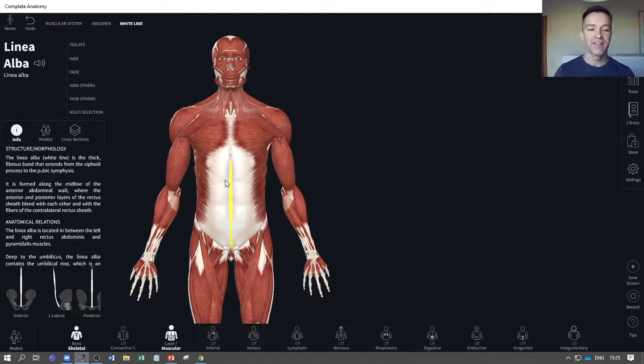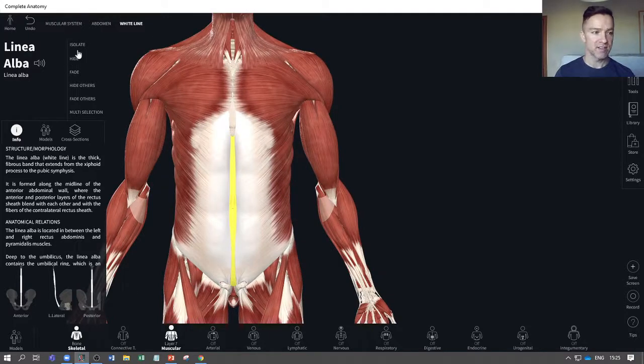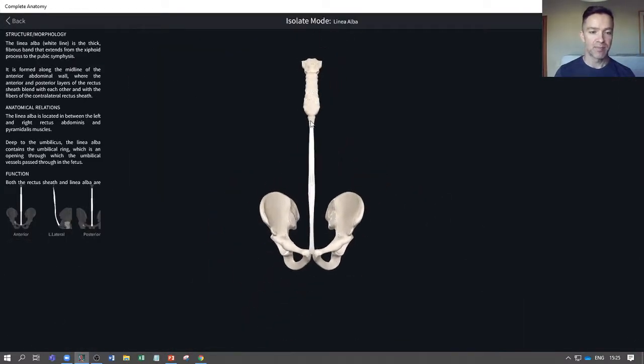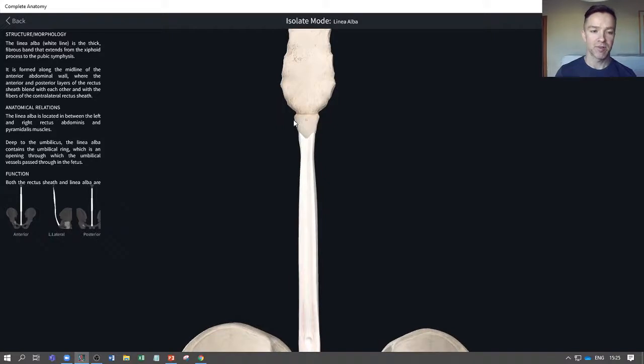It is a thick fibrous band that extends from the xiphoid process. So if I isolate that out, the xiphoid process is at the bottom of your sternum here. So this bone here is your sternum, your breastbone. At the bottom of your breastbone, you've got this little point here, which is known as your xiphoid process.